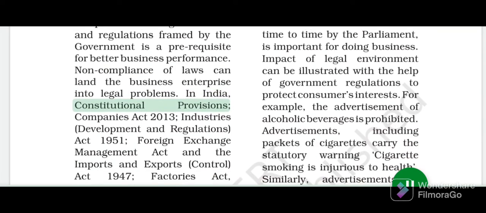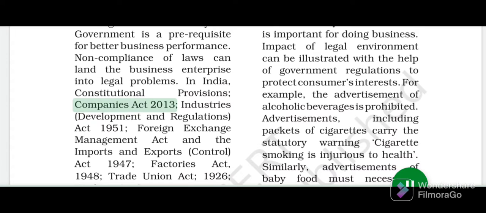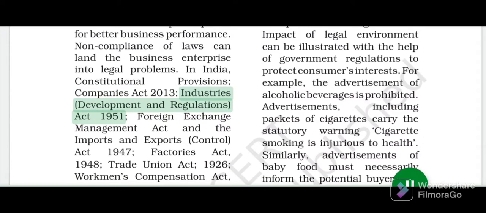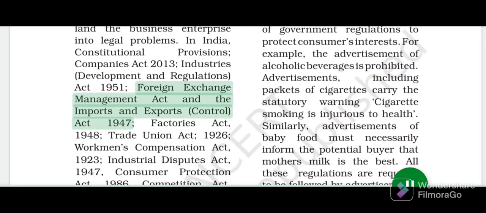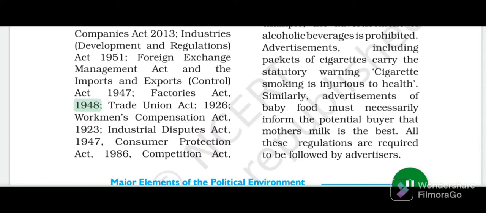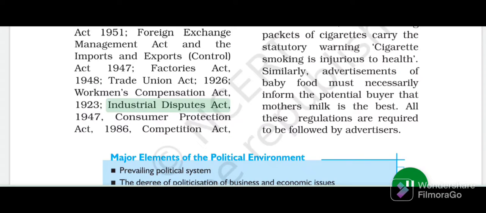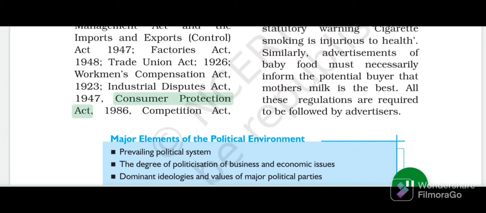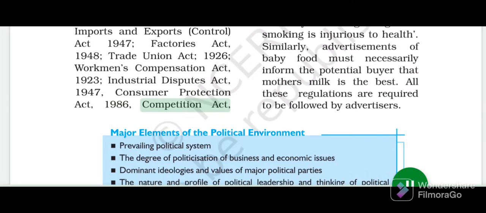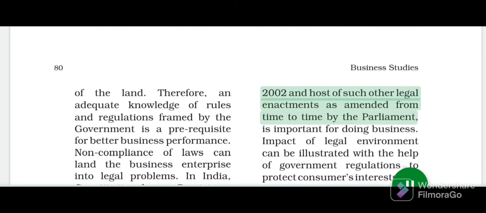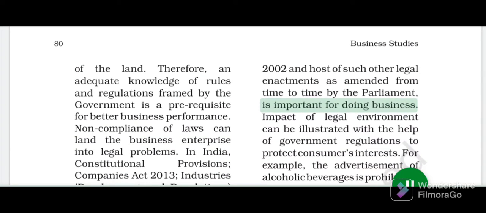In India, constitutional provisions, Companies Act 2013, Industries Development and Regulations Act 1951, Foreign Exchange Management Act and the Imports and Exports Control Act 1947, Factories Act 1948, Trade Union Act 1926, Workmen's Compensation Act 1923, Industrial Disputes Act 1947, Consumer Protection Act 1986, Competition Act 2002 and a host of such other legal enactments, as amended from time to time by the Parliament, are important for doing business.